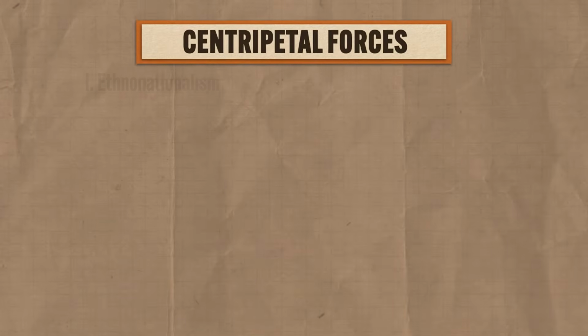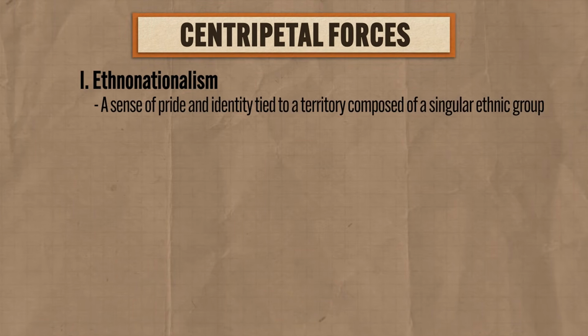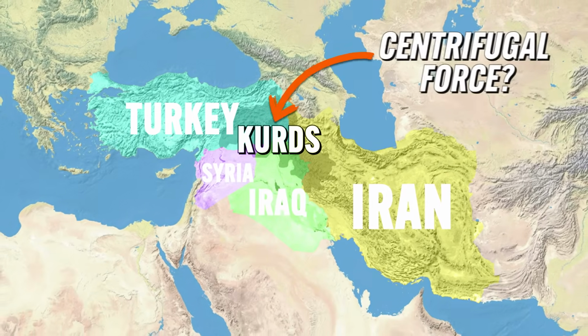First, centripetal forces can lead to ethno-nationalism, which is a sense of pride and identity tied to a territory composed of a singular ethnic group. Now, I can see that you've grown a question mark over your head, because didn't I say before that ethnic groups like the Kurds who long for a state of their own can be a centrifugal force? An excellent question, my young pupil.